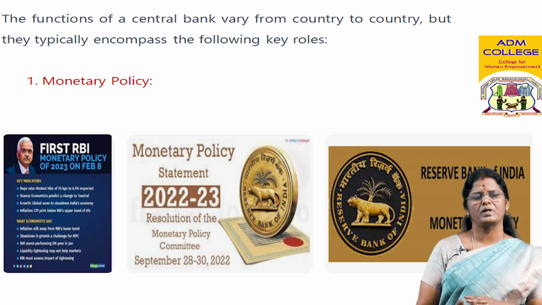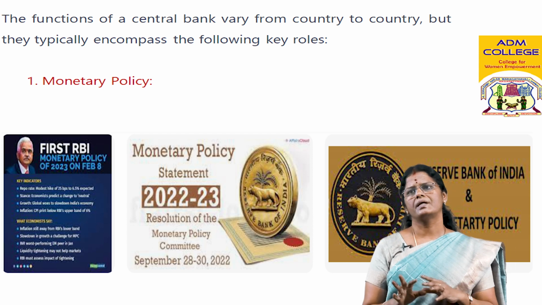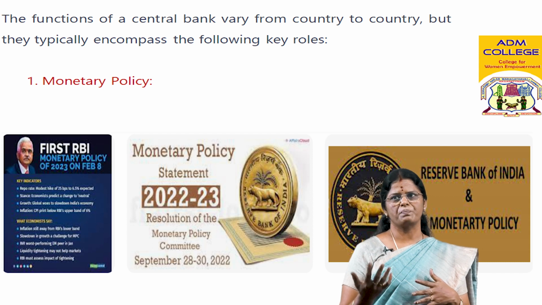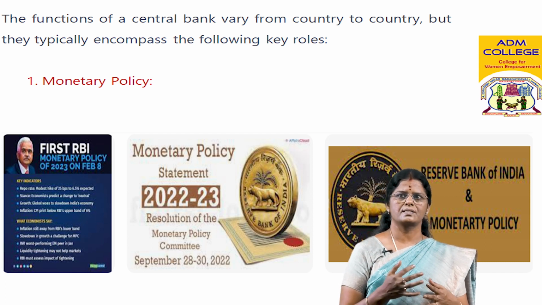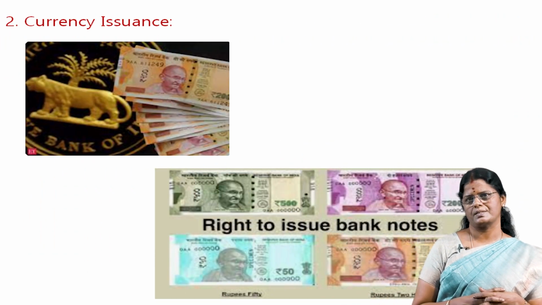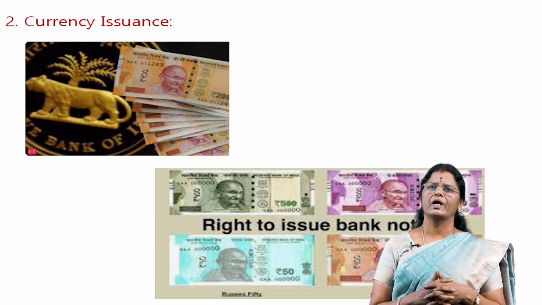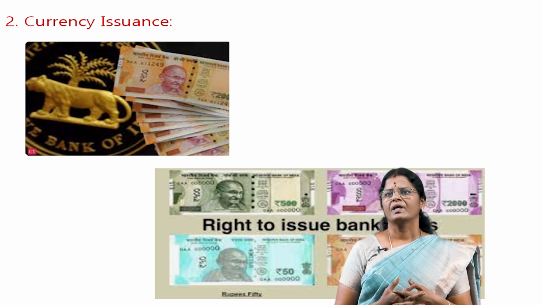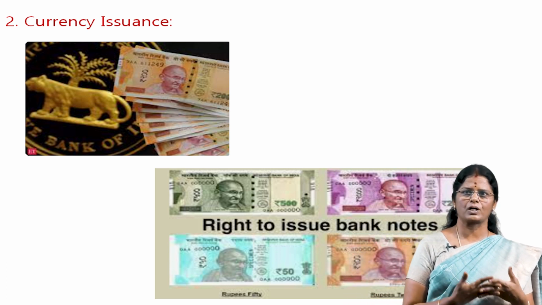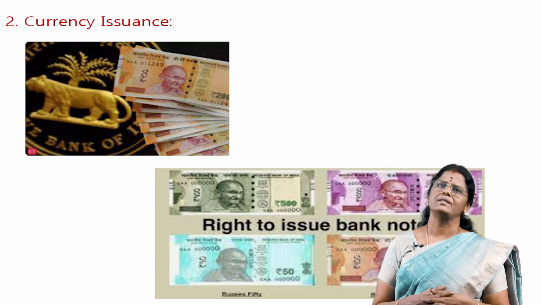First one, monetary policy. This involves managing the money supply, setting interest rates, and influencing credit conditions to achieve price stability, control inflation, and support sustainable economic growth. Next one, currency issuance. Central banks have the authority to issue and regulate the country's currency. They oversee the production, distribution, and the integrity of banknotes and coins, ensuring their authenticity and quality.